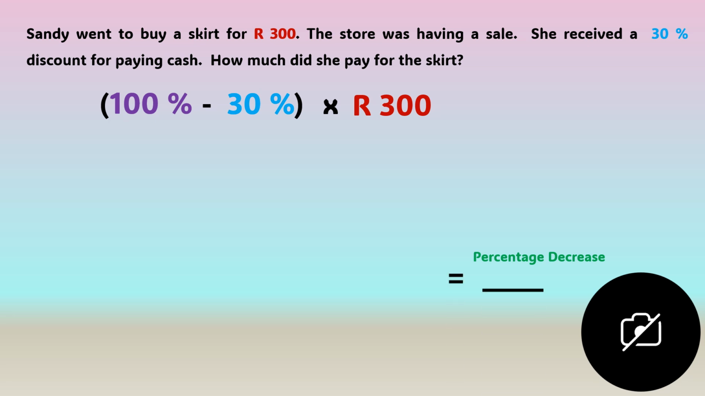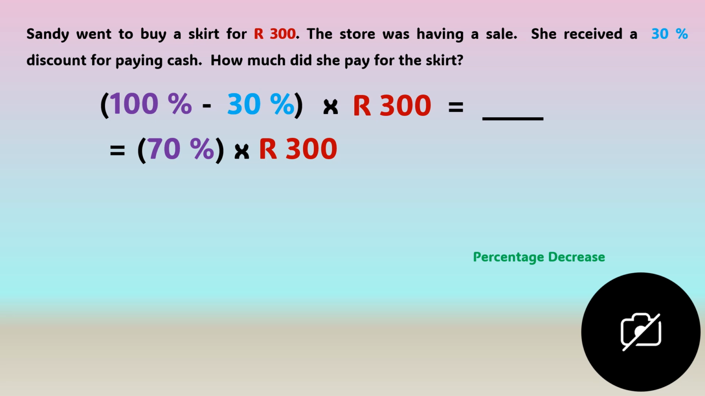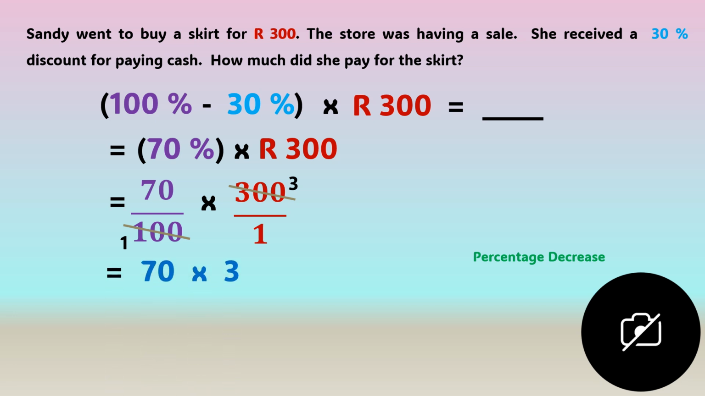So when we subtract the 100% and the 30%, we get 70% times 300 Rand. And we're solving for the answer. So we're going to represent it as a fraction, which is 70 over 100 and 300 over 1. And we're going to simplify. 100 goes into 100 one time. 300 goes into 100 three times. Then we're left with 70 and 3 times 3.